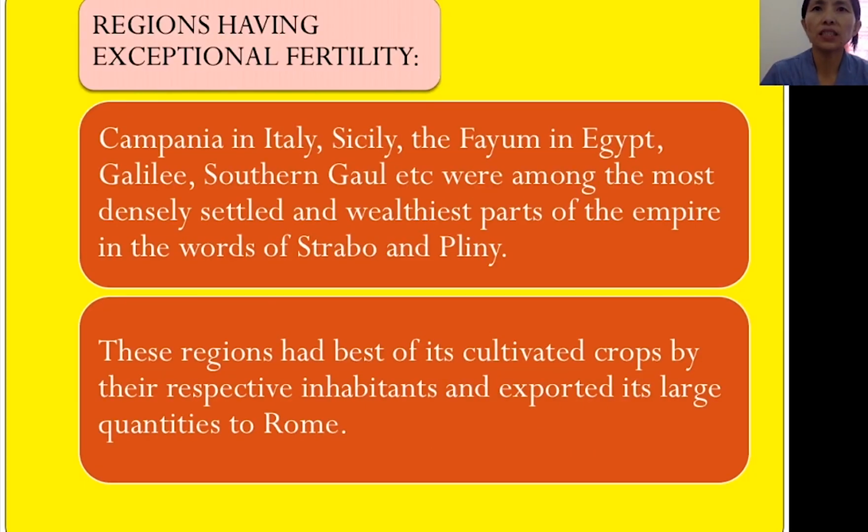Regions having exceptional fertility. The empire had many regions that had a reputation for their remarkable fertility, in the words of Strabo or Pliny: Campania in Italy, Sicily, and Fayum in Egypt, Galilee, southern Gaul, etc. These were among the most densely settled and wealthiest parts of the empire. These regions had the best of the cultivated crops by their respective inhabitants and further exported large quantities to Rome.